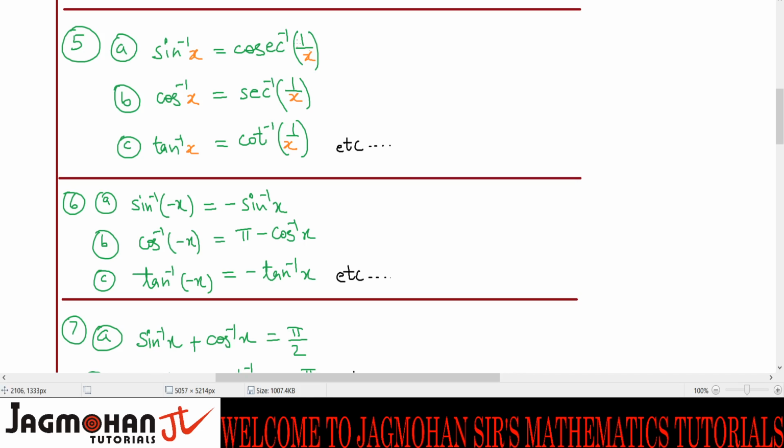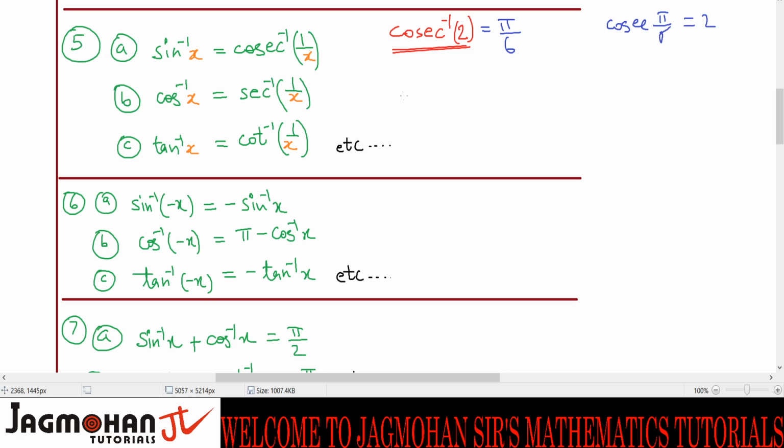Before I go for property number 5, I want you all to tell me what will be the value of cosec inverse 2. Cosec inverse 2 is the angle for which the cosec function has value 2. You know that angle is pi by 6. Why? Because cosec pi by 6 is 2. That's it.